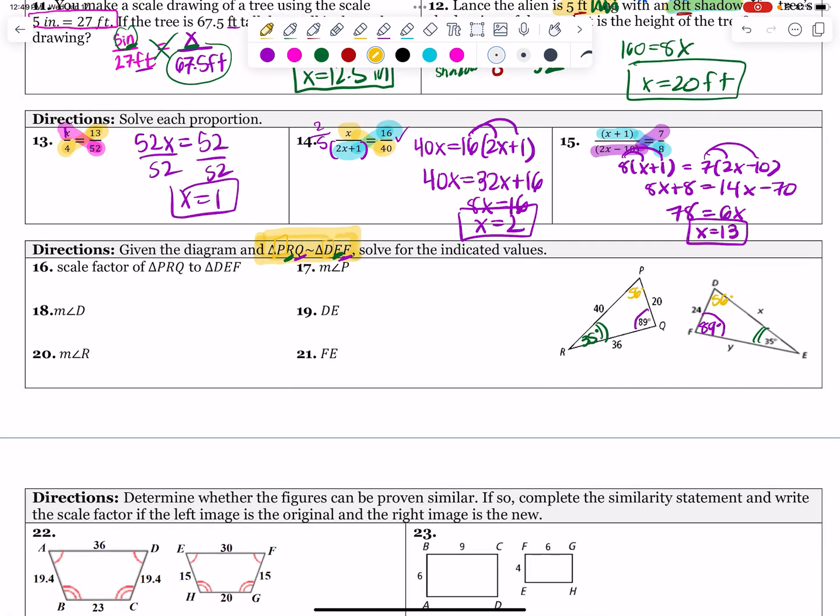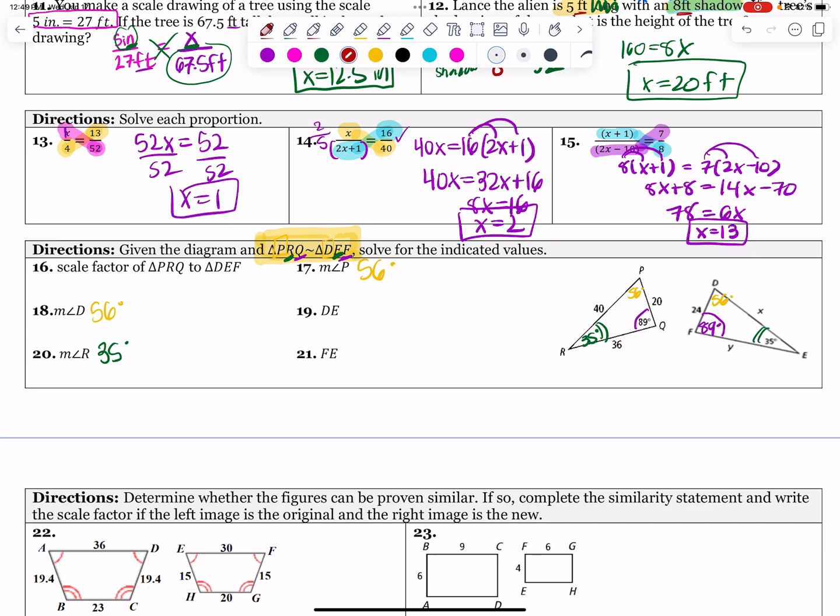So that actually allows me to go ahead and fill in some of these pieces. What is the measure of angle D? The measure of angle D is 56 degrees. What is the measure of angle P? Angle P is also 56 degrees. And what is the measure of angle R? Angle R is also going to be 35 degrees because we got that from the other triangle.